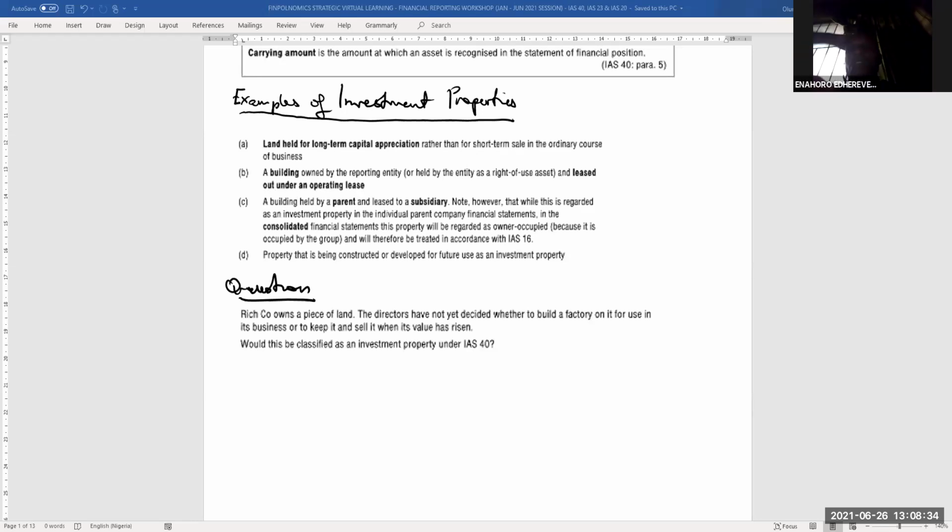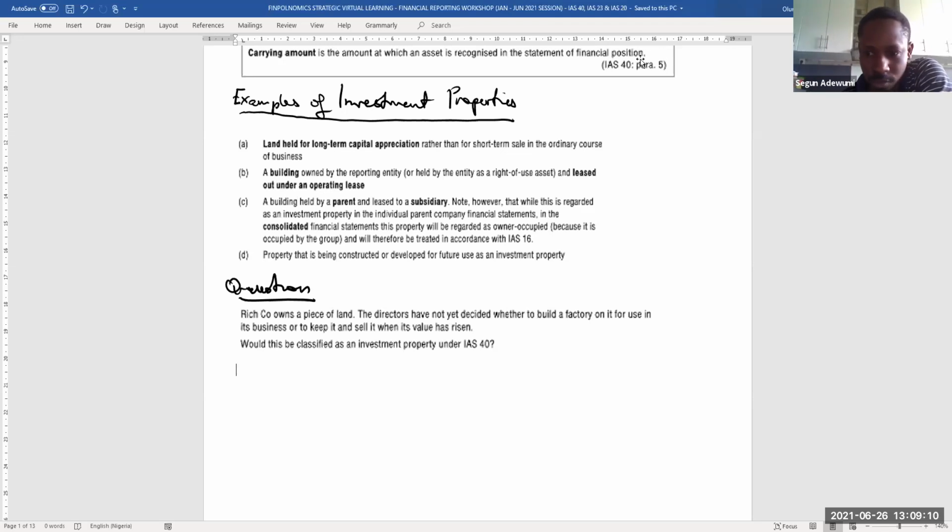You said it all. We classify it as investment property to take advantage of the capital appreciation in it, since we've not actually decided on what to do with it. So we classify it as investment property in this case, since we have not decided on what to do. Do you agree with that?